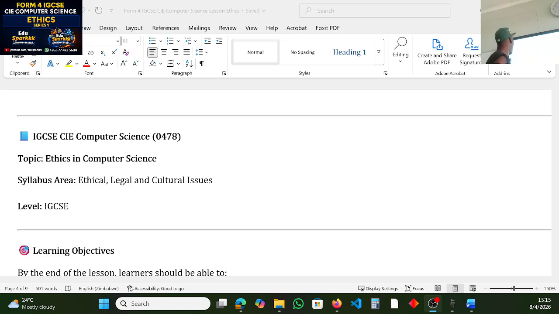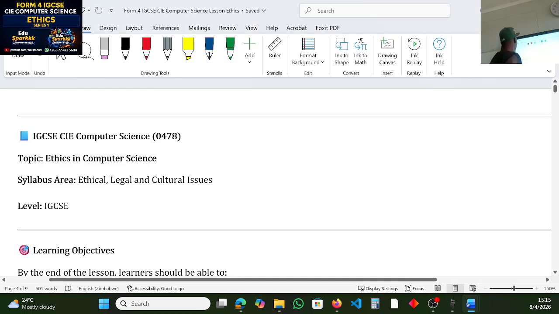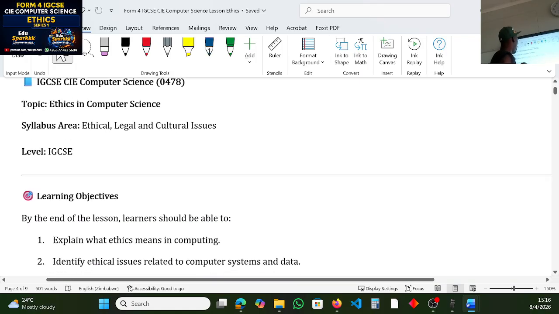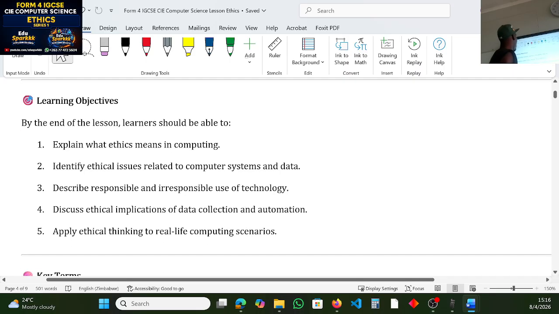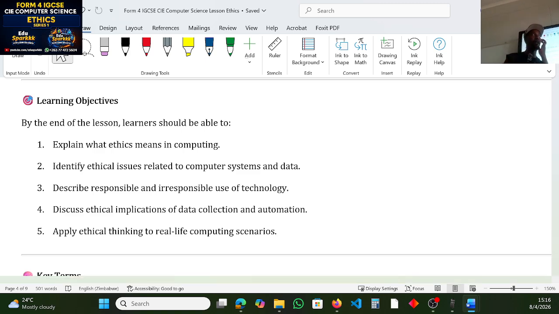Now, when we talk of ethics, we are interested in ethical, legal, and cultural issues. What do other people think of the manner in which you act with regards to the usage of computing systems? So by the end of this session, we are expecting students to be able to define or explain what ethics means in terms of computing.